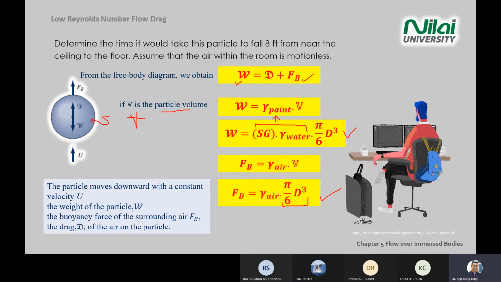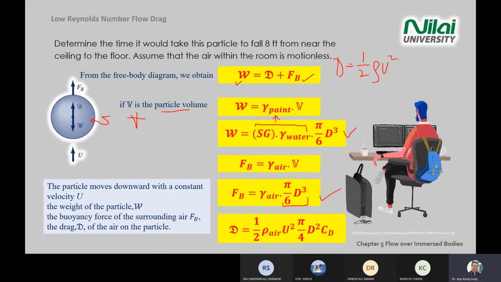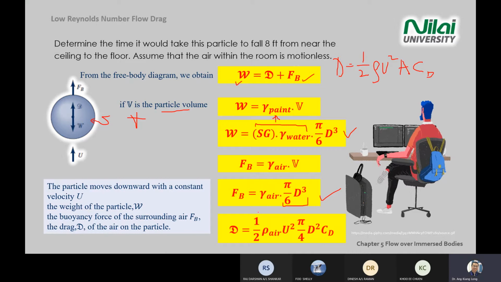Now how do you find your D? The next problem is how to find D. D equals the standard equation, D equals half rho V squared A CD. If you compare the above equation and the below one, rho is the air, the medium that this particle went through. U is the velocity. How do you calculate the area?